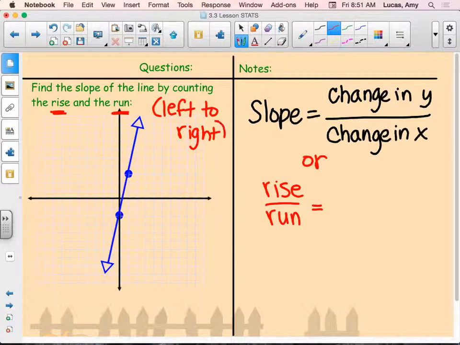Left to right. So what that means is I start at this point on the left, right here, and I'm going to count the rise. So I go up, 1, 2, 3, 4, 5. So rise 5, and then I go over 1. So rise 5, run 1. 5 divided by 1 is 5. The slope of that line is positive 5. The line is going uphill from left to right. Rising up is a positive. Running over to the right is a positive.